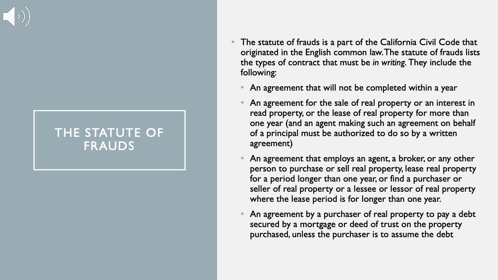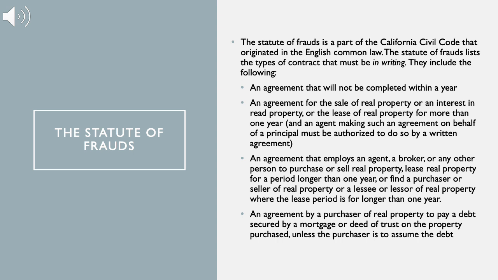The statute of frauds. The statute of frauds is a part of the California Civil Code that originated in the English common law. The statute of frauds lists the types of contract that must be in writing. They include the following: an agreement that will not be completed within a year; an agreement for the sale of real property or an interest in real property, or the lease of real property for more than 1 year, and an agent making such an agreement on behalf of a principal must be authorized to do so by a written agreement.